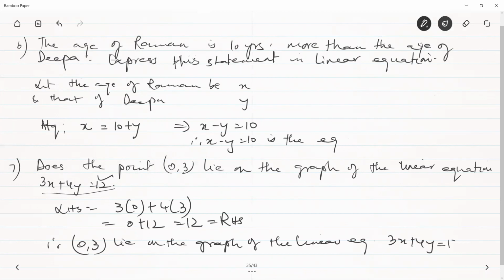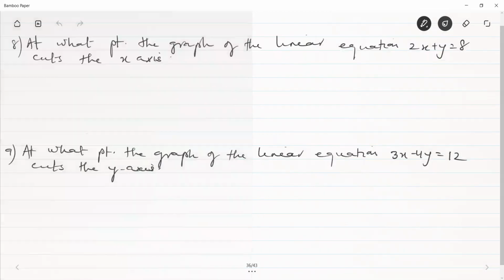Is equal to 12. Okay, the next one. At what point does the graph of a linear equation cut the x-axis? The question is, at what point does the graph of the linear equation cut the x-axis? He is asking you to find a point.